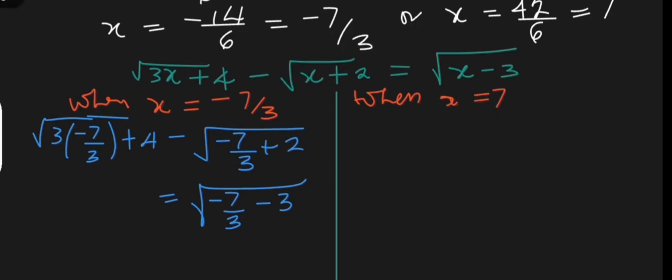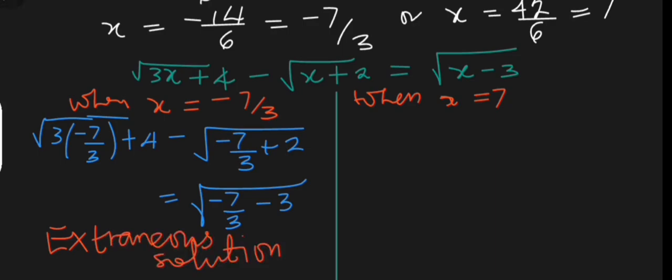Now it is obvious from here that this is an extraneous solution, because everything in all the radicals, in all the square roots, gives negative values, and the square root of negative values will make the solution complex. So that simply means that here we have an extraneous solution.